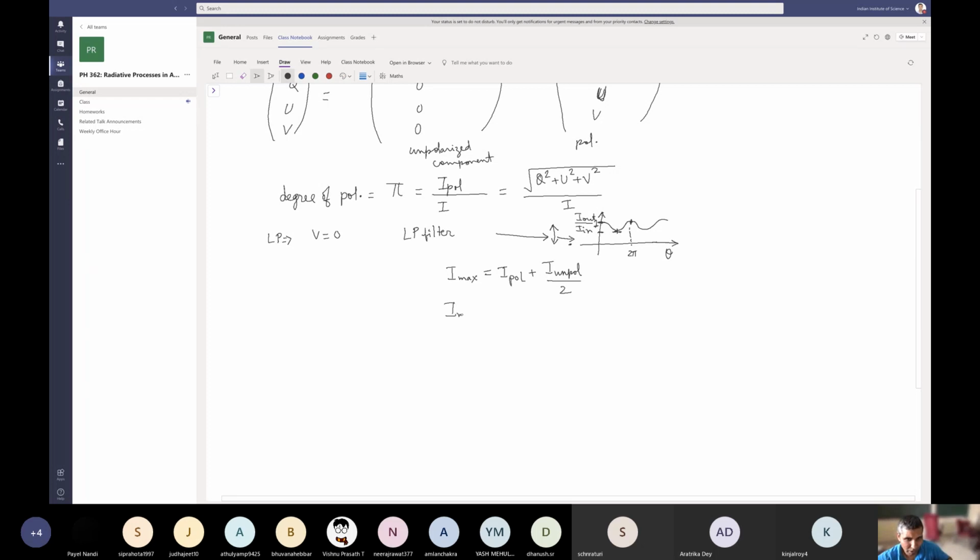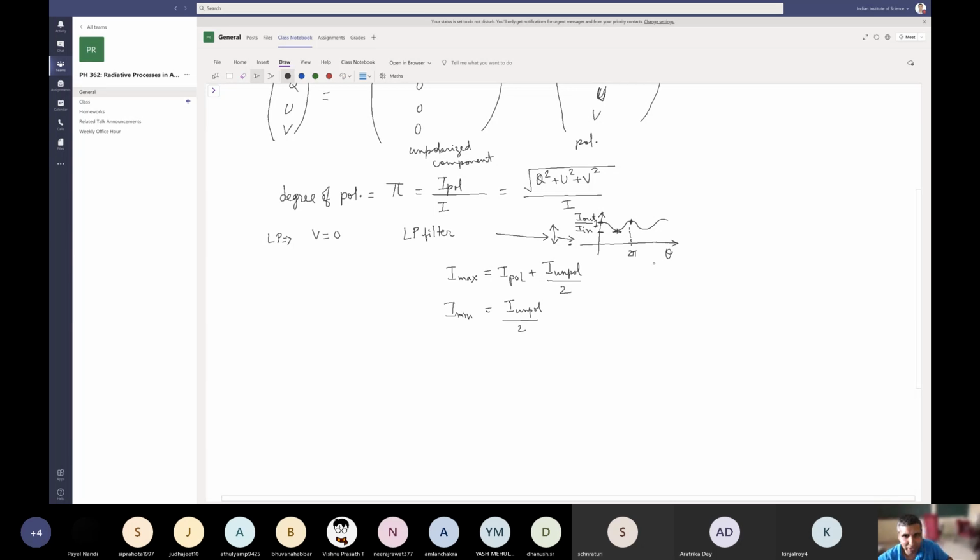Similarly, what is I min? Can someone tell me? It is the intensity measured when I polarized is 0. We are looking at a direction where, since it's linearly polarized, it will not contribute. This is what you have, because if you have totally unpolarized light, whatever direction you orient the polarizer at, you will get half the incident intensity, because it's not letting the other half go.